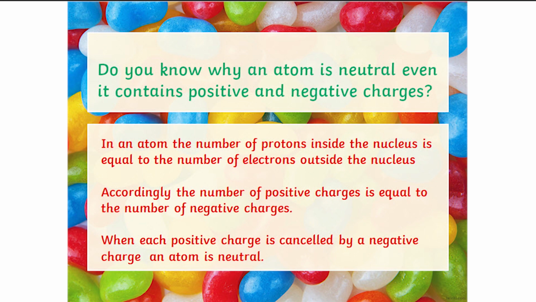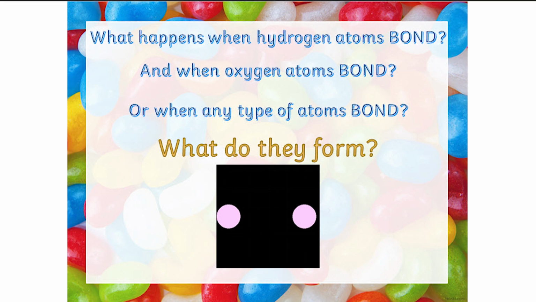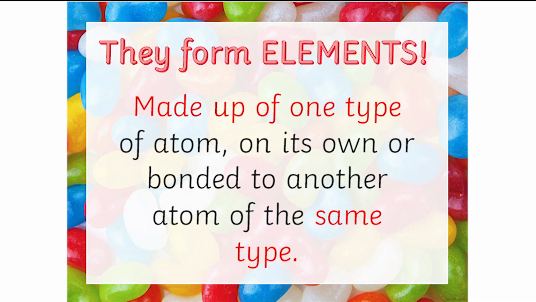What do we have when one type of atom binds? They form elements. Elements are made up of one type of atom, on its own or bonded to another atom of the same type. In this picture, all of these atoms are iron, and there's nothing else. When I'm talking of one kind of atom only, this means I have an element.